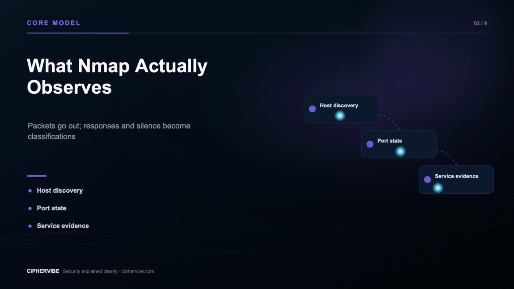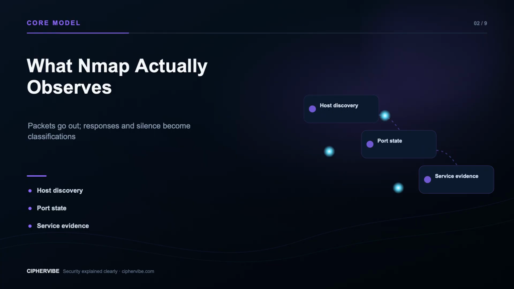Nmap is an open-source network exploration and security auditing tool. At a high level, it sends carefully selected network probes and classifies what comes back, or what does not. There are 3 beginner questions. First, is the target reachable from this location? Second, which network ports appear reachable? Third, what service may be responding on an open port?